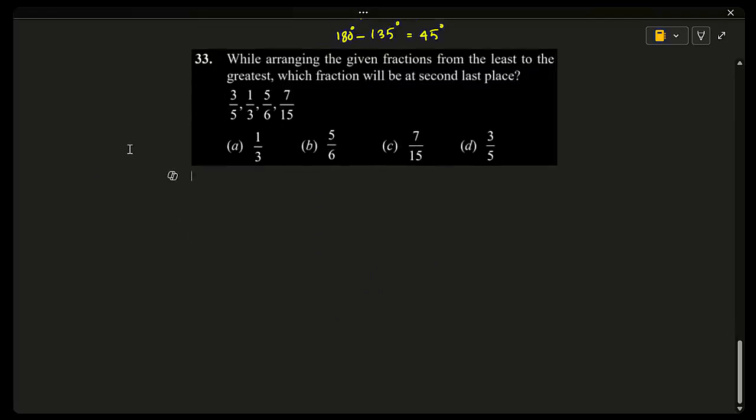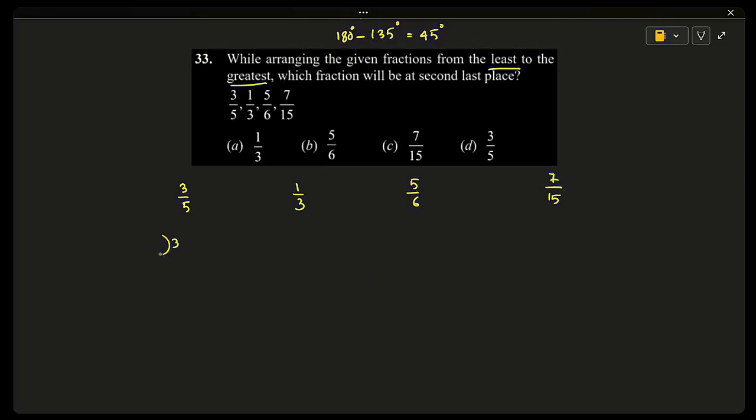33rd one. While arranging the given fractions from least to the greatest, which fraction will be at the second last place? So that means we have to arrange them in ascending order. To arrange numbers in ascending order, we have many methods like making denominators equal, making numerators equal, and writing them in decimal form. For this question, we can go for decimal form: 3 by 5, 1 by 3, 5 by 6, and 7 by 15. Let us write their decimal forms, then we can understand.